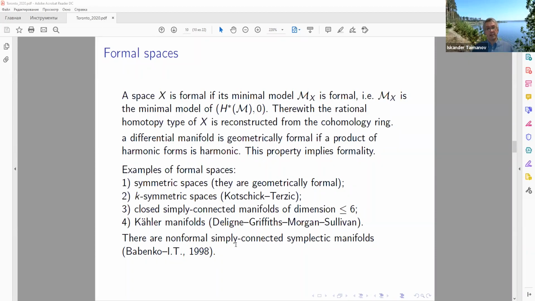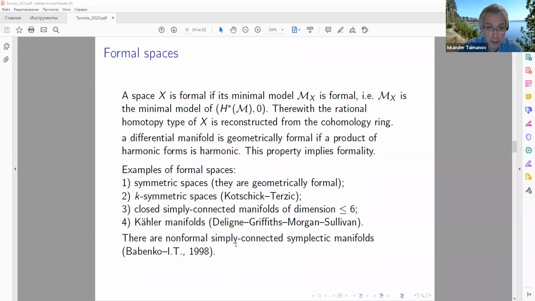There is another generalization which appears from the attempts to prove that some spaces are formal. A differential manifold is called geometrically formal if a product of harmonic forms is harmonic. This property implies formality. In particular, in this way formality is established for symmetric spaces. That's very clearly explained in the book by Griffiths-Morgan on rational homotopy theory and differential forms. And what are examples of formal spaces? Symmetric spaces, they are geometrically formal.